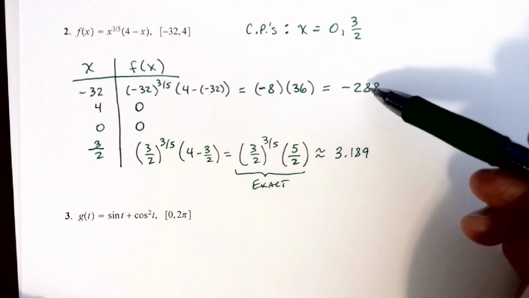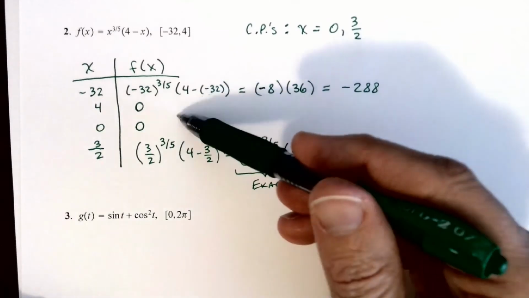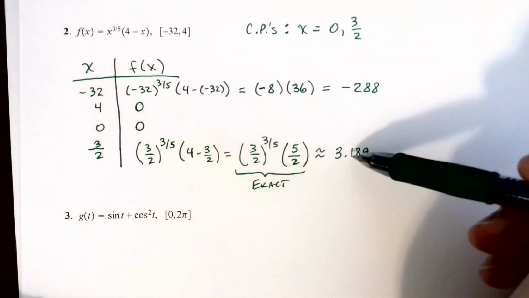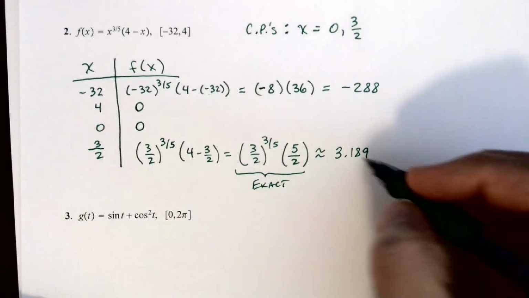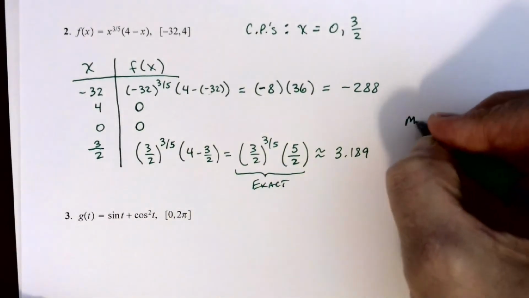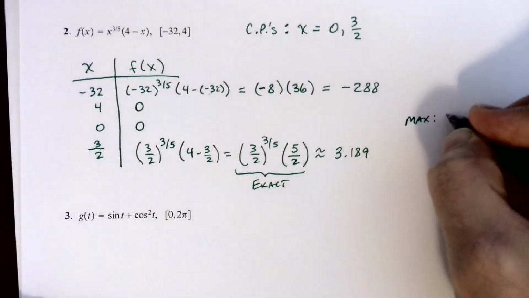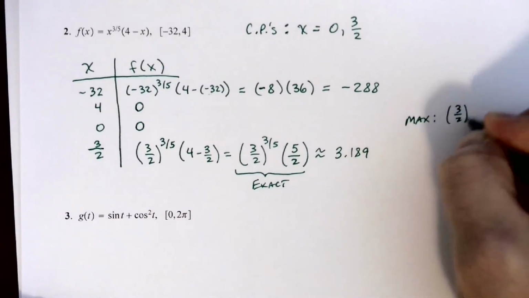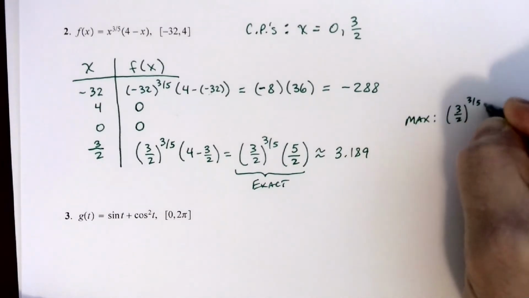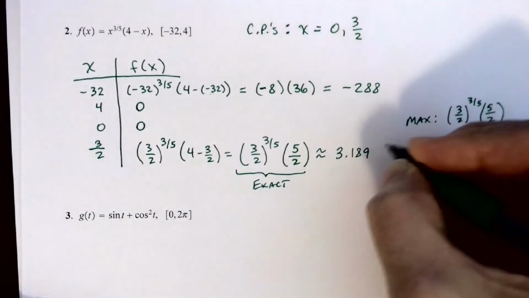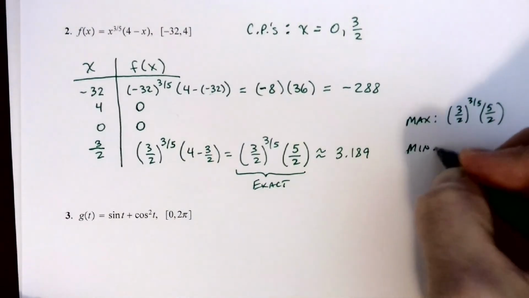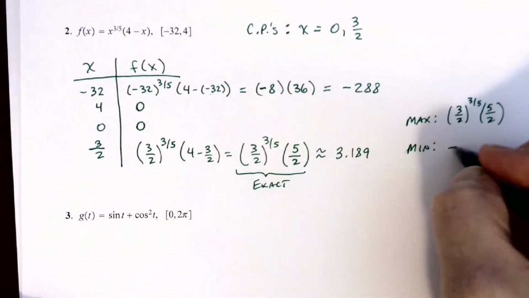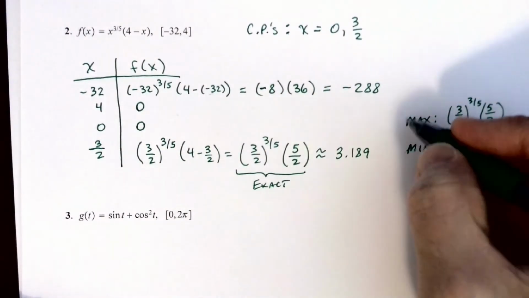So again, I have negative 288, 0 twice, and 3.189. Which one is the largest? It's right here. So our maximum value is the 3/2 to the 3/5 times 5/2, which is about 3.189. The minimum, what's the smallest number? Well, clearly negative 288 is the smallest.